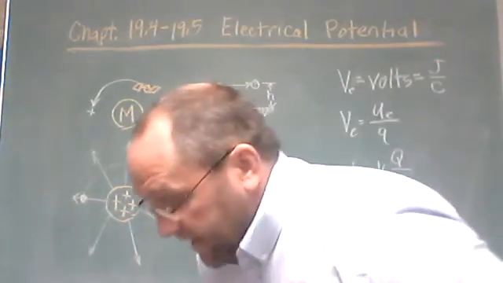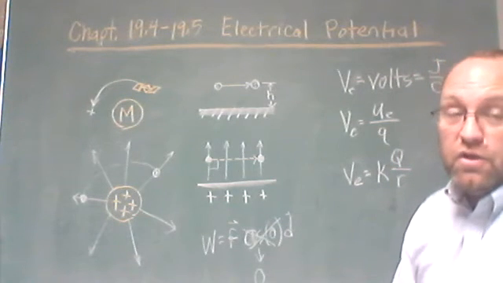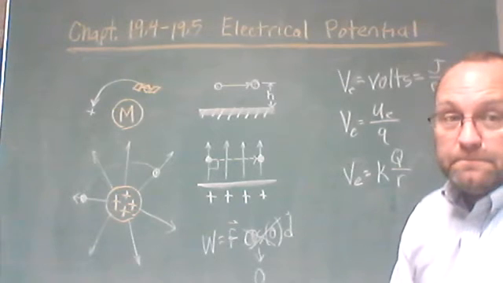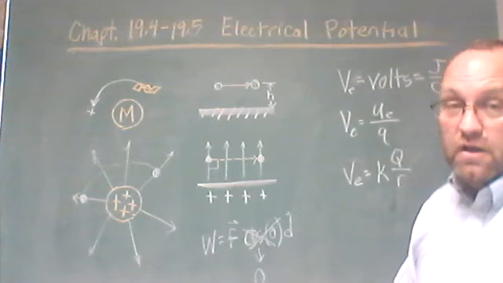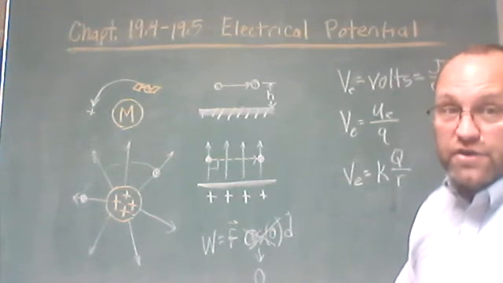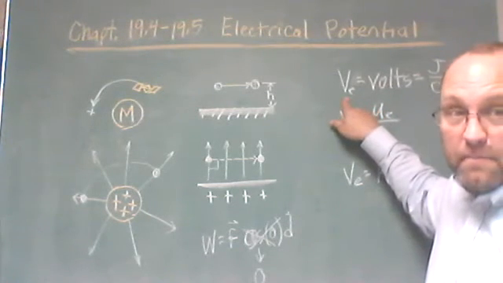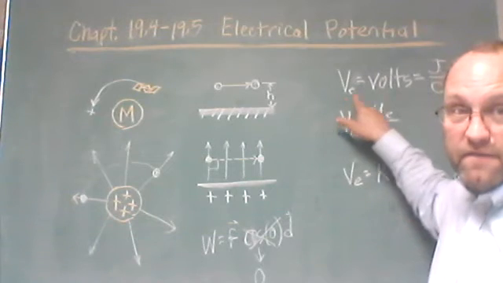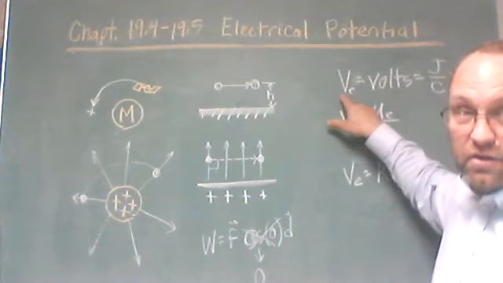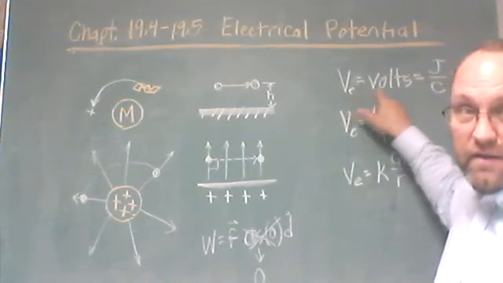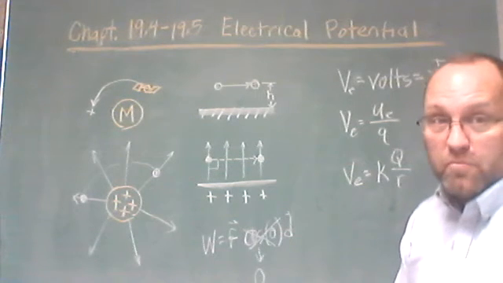So just as with gravity, where we had the potential of gravity to do work, we have the potential for an electric charge to do work, and that potential we give the name volts to. Volts, electrical potential, is in the SI units of joules per coulomb.